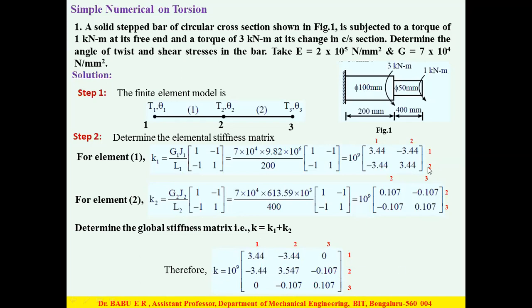So come over here, 2 cross 2 is 3.44. Here 2 cross 2 is 0.107. So you just add up 3.44 plus 0.107, and you'll get 3.547. Again, go for the 3 cross 2 element.